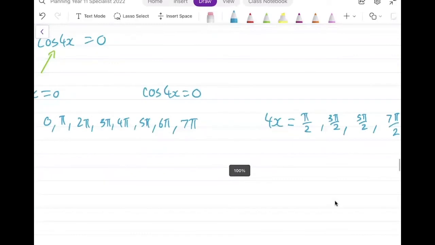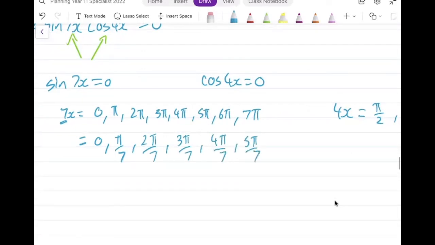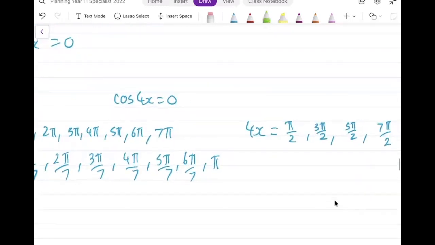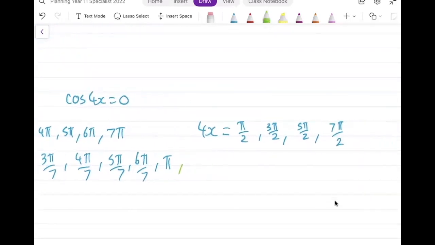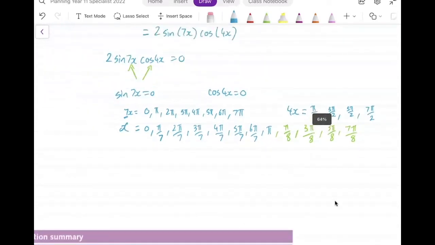Now, if I divide everything with my 7x by 7, that is going to give 0 still, pi on 7, 2 pi on 7, 3 pi on 7, 4 pi on 7, 5 pi on 7, 6 pi on 7, and pi. And if I do this side here, let's just change colors. That is going to give me pi on 8, 3 pi on 8, 5 pi on 8, and 7 pi on 8. So, wow, that's a lot of values. That's all my values for x I should write. This is what x could possibly equal to give 0 as a solution.